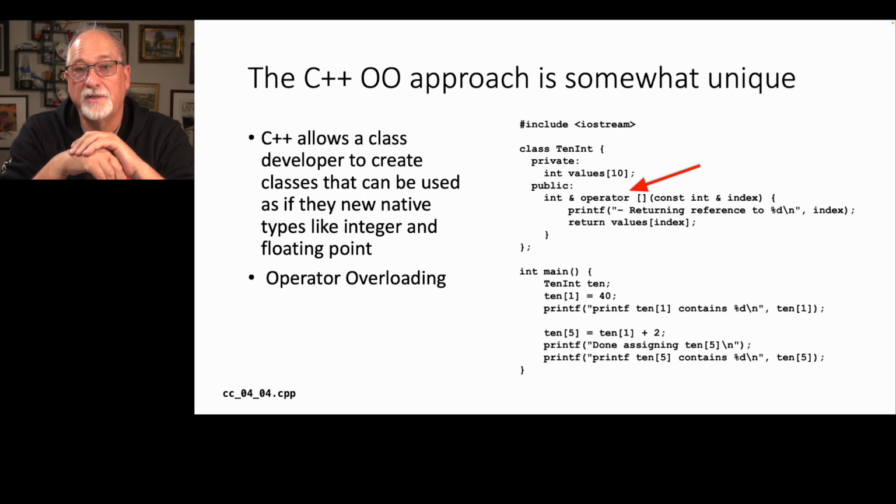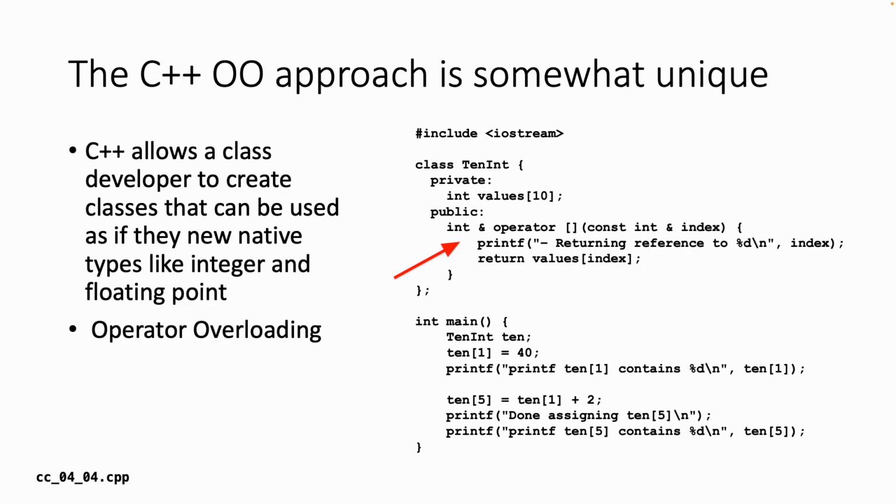Now the first thing we see is the return type of this square bracket operator is an integer reference, an integer that can either be read or written, which means it can be on the left or right hand side of an assignment statement. And the parameter that it's being given is an integer index, which is the thing inside of the square brackets.